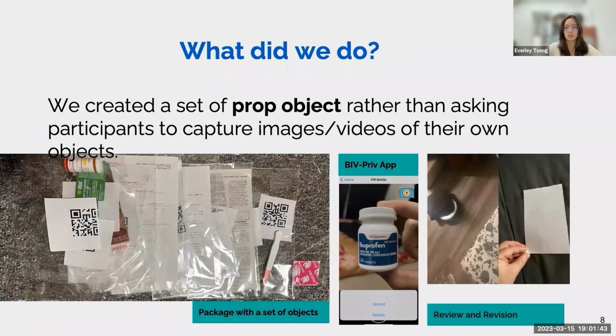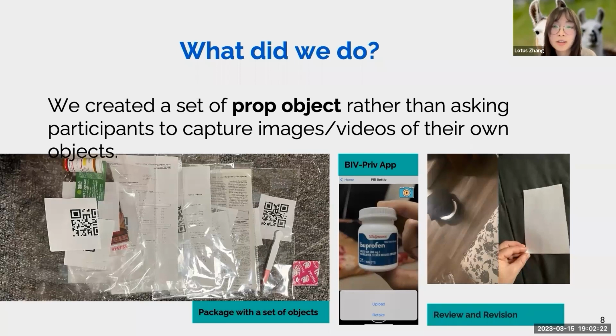To explore these research questions, we came up with an ethical and accessible private data collection method and probed for blind participants' response. More specifically, to protect the privacy of blind participants, we created a set of prop objects, meaning fabricated objects that do not contain any real personal information, instead of asking blind participants to capture images or videos of their own objects. We sent out a kit of 14 prop objects to participants, containing financial, medical, sexual health-related objects, as well as any other personal objects with identifiable information.